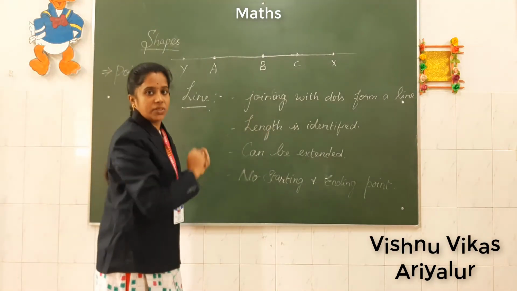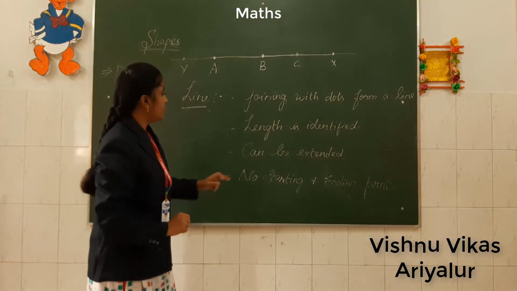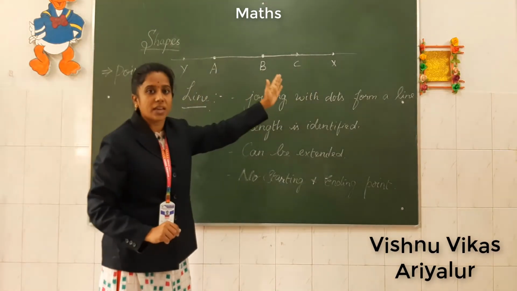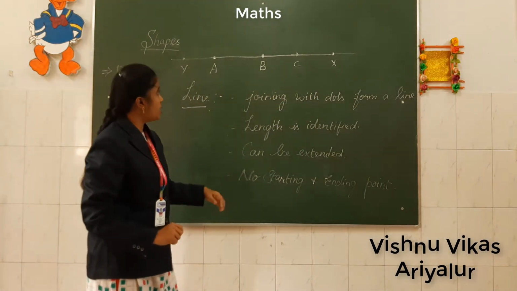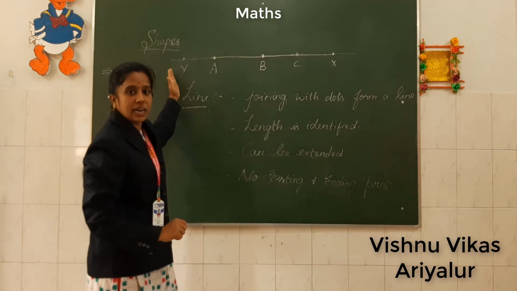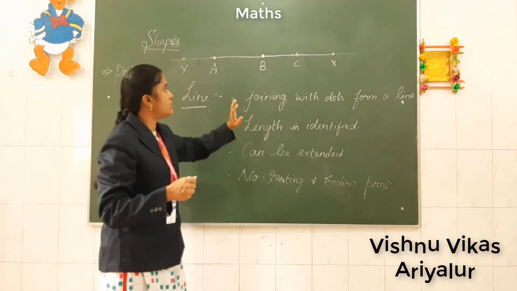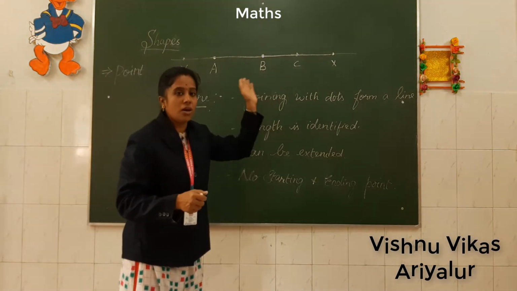We can measure it with a scale forming a length, and moreover it can be extended on both sides. You can extend the line on both sides. The last one is that there is no defined starting point and no ending point, because we are extending on both sides, right? So this line has no starting point as well as no ending point.